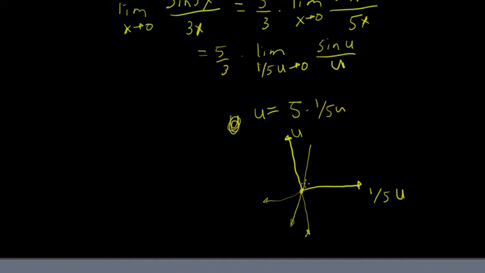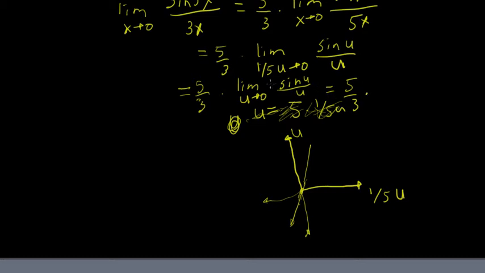But the point is, the closer and closer 1/5 u gets to 0, u is also going to get close to 0, only 5 times as fast. So we know that the limit as 1/5 u tends to 0 of sine u over u, with the 5/3 out front, is the same as the limit as u goes to 0 of sine u over u. You can see that this is of the form limit as x tends to 0 of sine x over x, only instead of x we have u. So this is 5/3 times 1. This limit is 1, so 5/3 times 1 is 5/3, and that's the limit here.